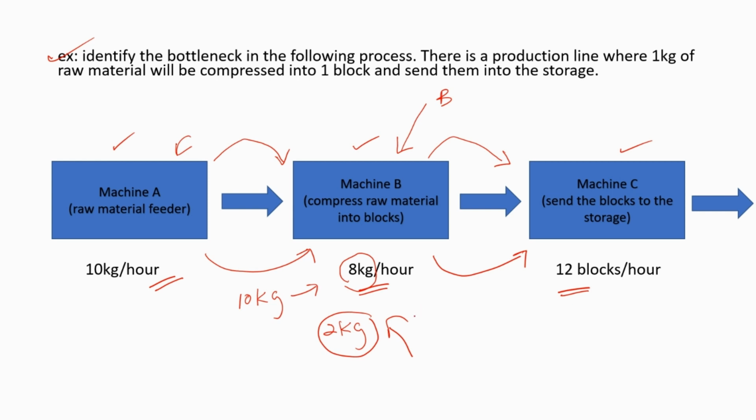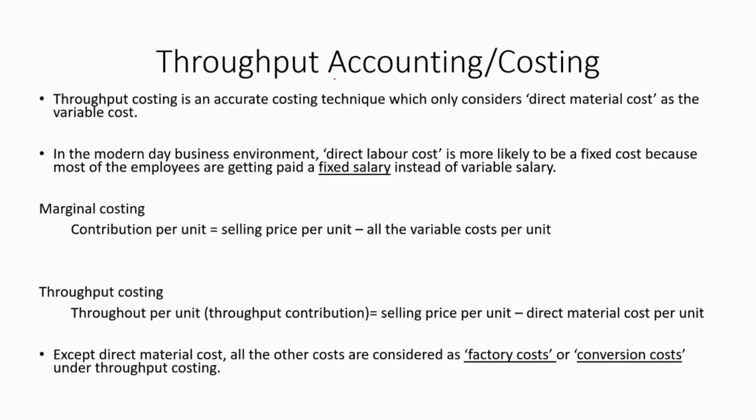Remember that a bottleneck resource can be a person, an activity, a machine, or a process which restricts the performance. Now let's discuss the main topic of this video, which is throughput accounting, also known as throughput costing. So far we discussed absorption costing and marginal costing. Both of them are traditional costing methods. Now we are going to discuss a new costing technique, which is throughput costing.